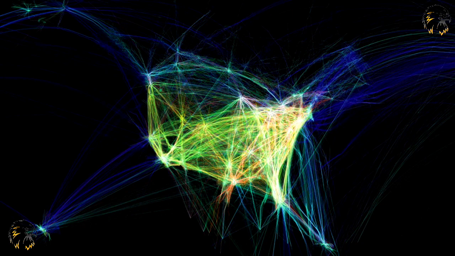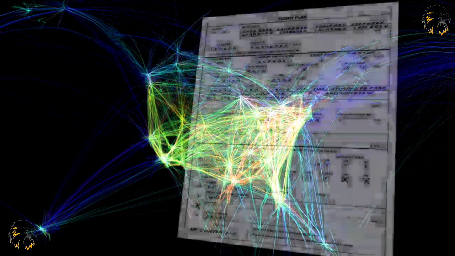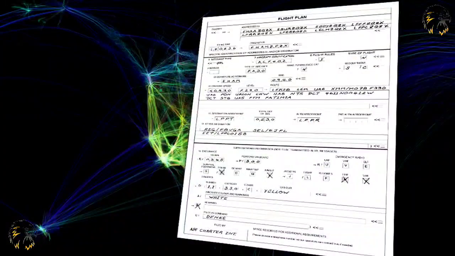As a result, a procedure was introduced so that prior to departure, a pilot would provide information about the flight to the Air Traffic Service Unit. This procedure is called the flight plan.